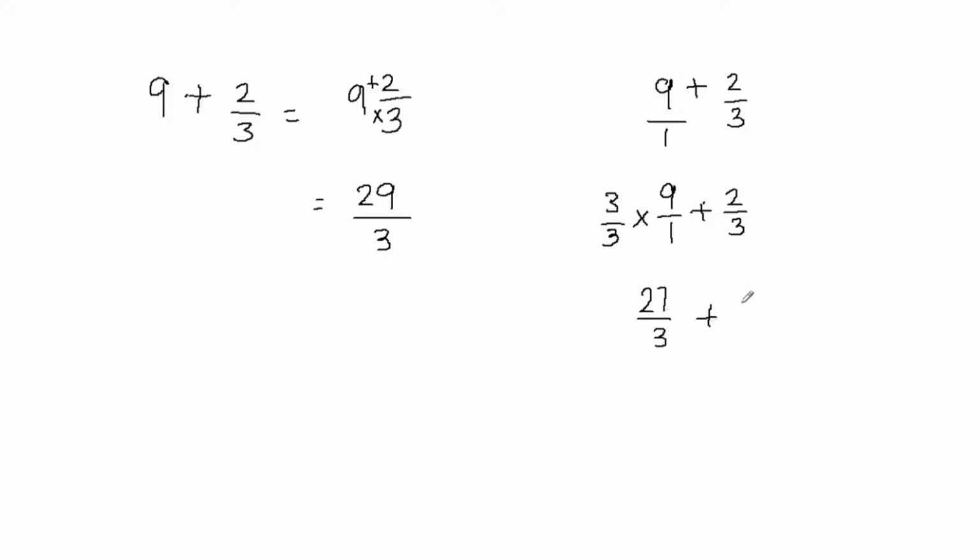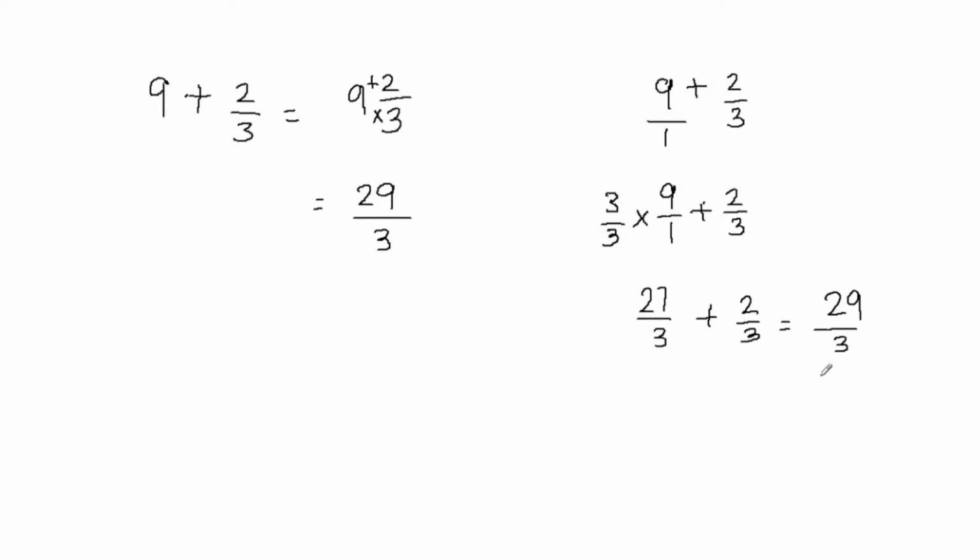And then plus, this is 2/3. Now my denominators are equal. I can go ahead and add these fractions, right? So I'm going to add the numerators. 27 plus 2 is going to give me 29. And we're going to put the denominator as it is because we don't change the denominators when we add the fractions. We never add the denominators of the fractions, right? So I got 29 over 3, and you see that we got the same answer here.